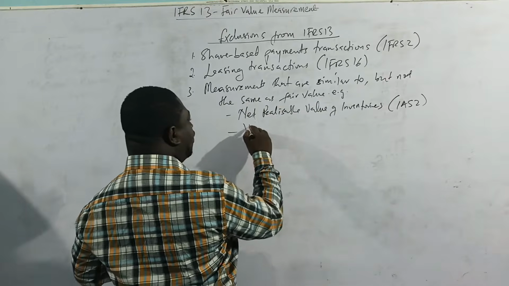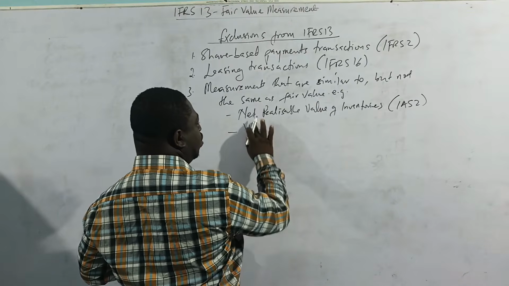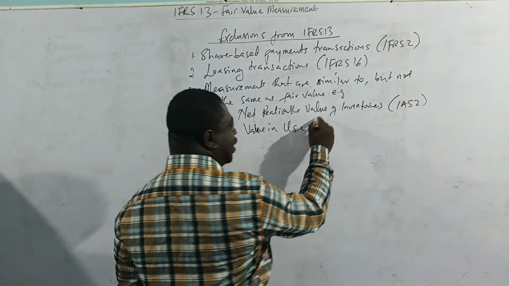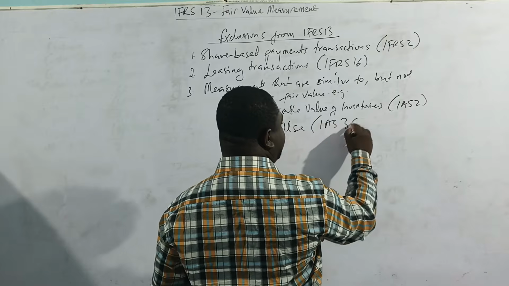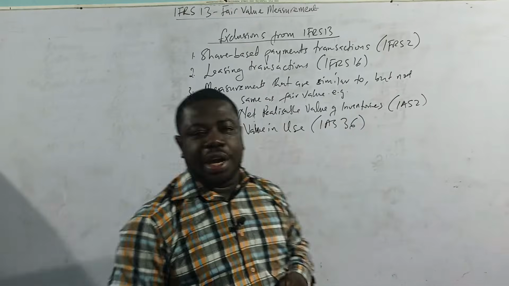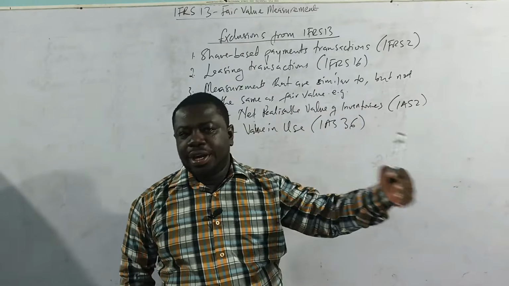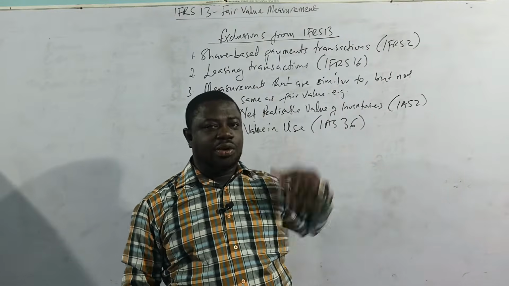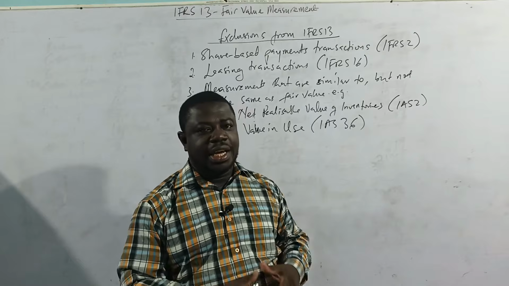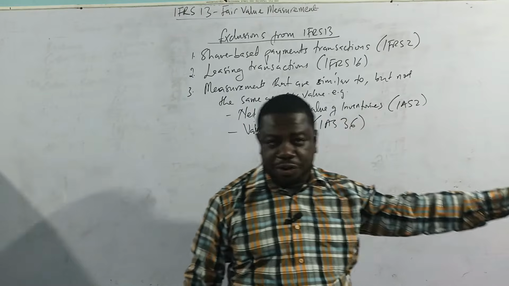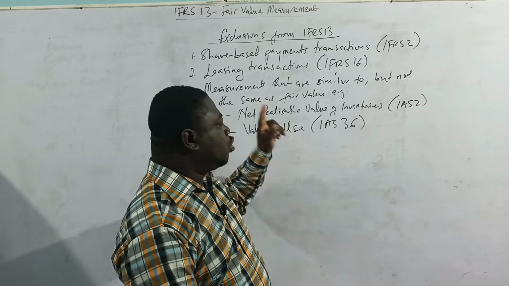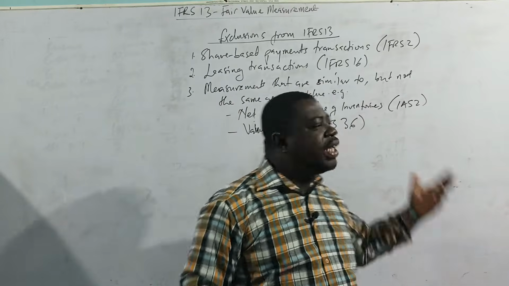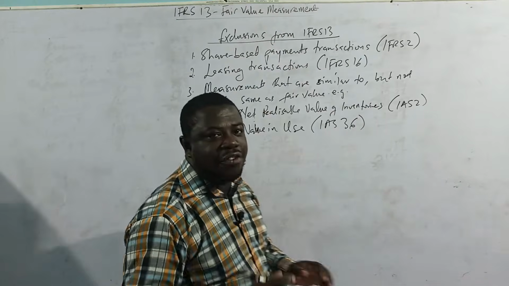And then also value in use, as in impairment, IAS 36. Value in use, that is when you are estimating the cash flows of a particular asset into the future, and then you discount them into today's terms to find the present value of the estimated future cash flows. It looks similar to the measurement of fair value, but the standard says it is not fair value. So these are exclusions from IFRS 13.